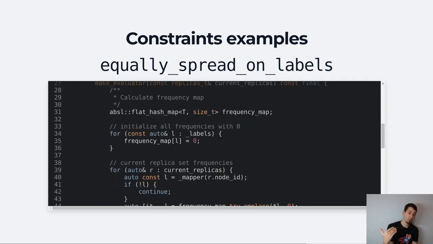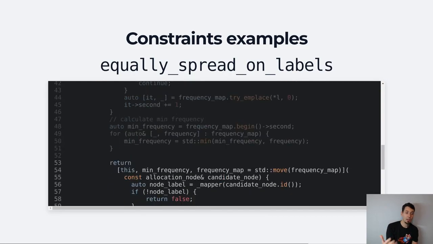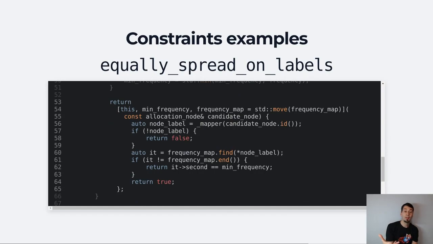Here we leverage this first phase where we create an evaluator, and before evaluating all possible nodes, we populate this frequency map. The frequency map is a mapping representing the number of existing replicas in a given label. And then we allow allocation only when the frequency is equal to the minimum frequency. This way, we evenly spread replicas across the possible labels.